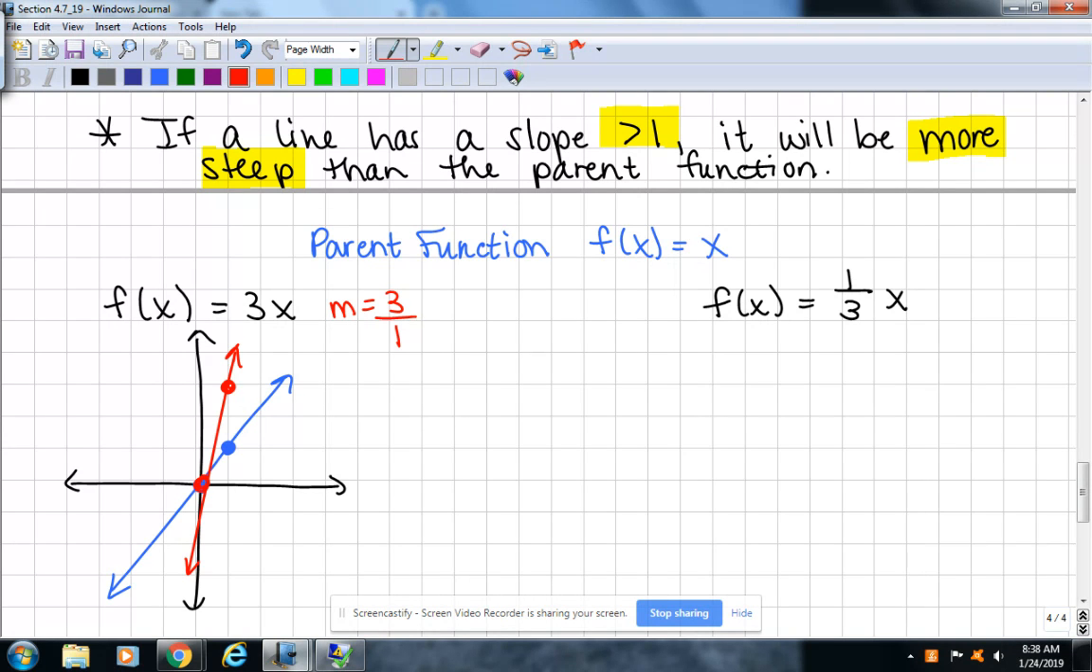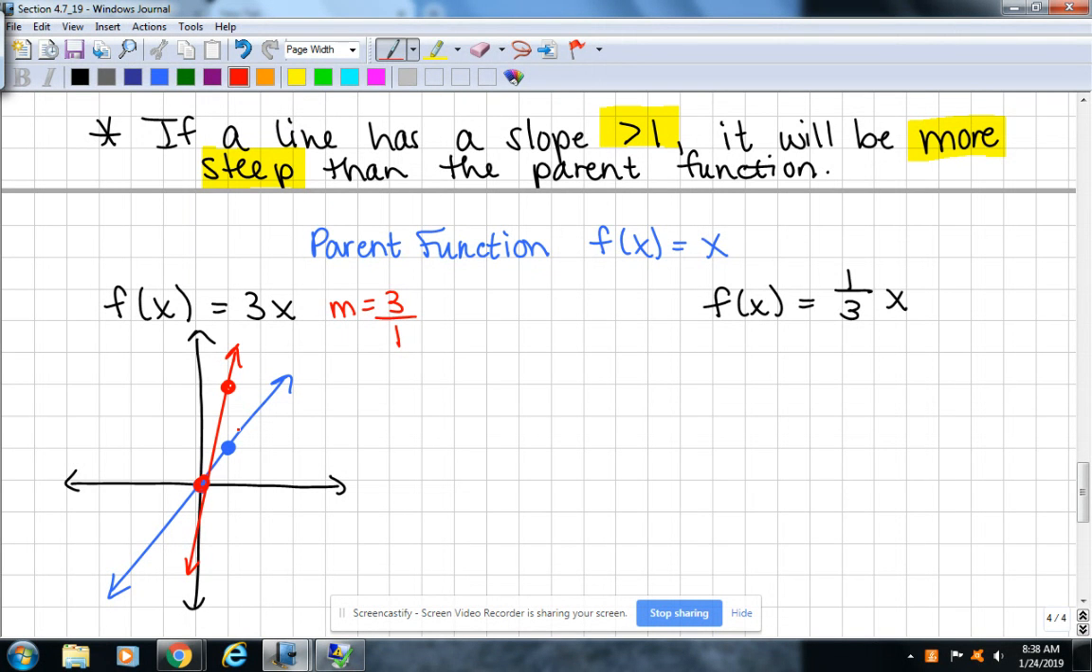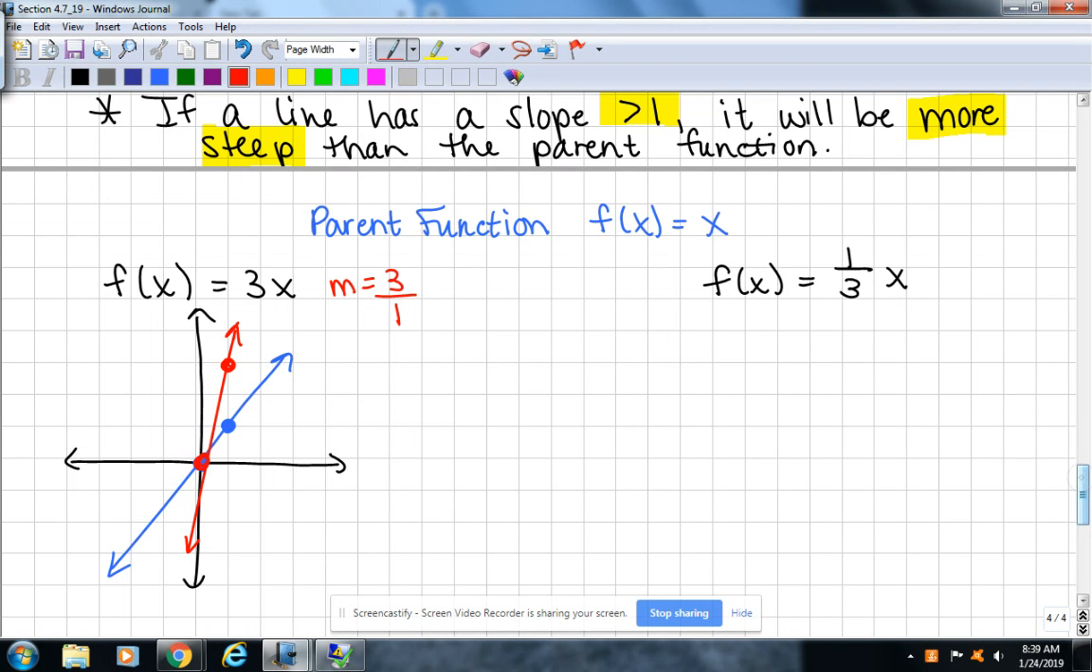So, compare my slopes. My slope of my red line, is it greater than or less than 1? Greater than. We said that that graph should be more steep than the parent graph. Is that line more steep than the parent one? Yeah, because it's going closer to vertical than the blue line. That's all we're doing is just comparing them, y'all. There's a method to my madness.